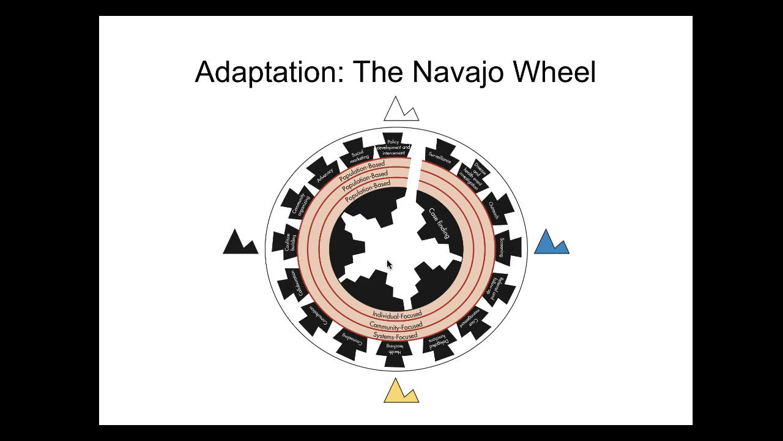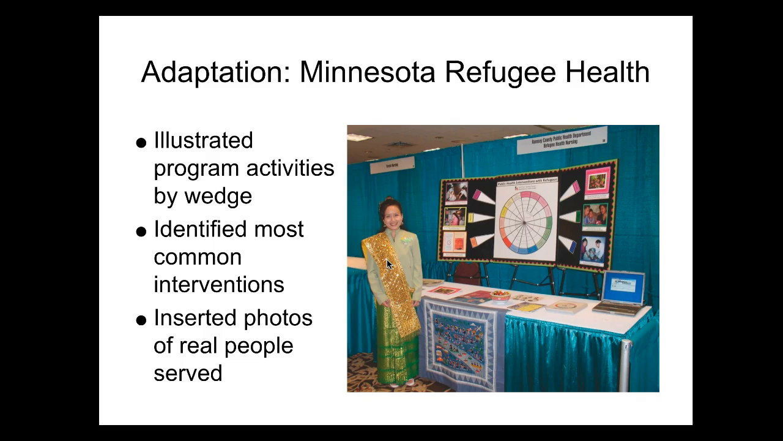So here's the Navajo wheel, which was adapted for those who worked in India. There's something called Indian Health Services, which is part of the National Health Corps, and they made one that's more specific to this community. Again, Minnesota Refugee Health: Minnesota has a really large refugee population. It illustrated program activities by the wedge, specific to the refugee population. It identified the most common interventions and inserted photos of real people that they served.